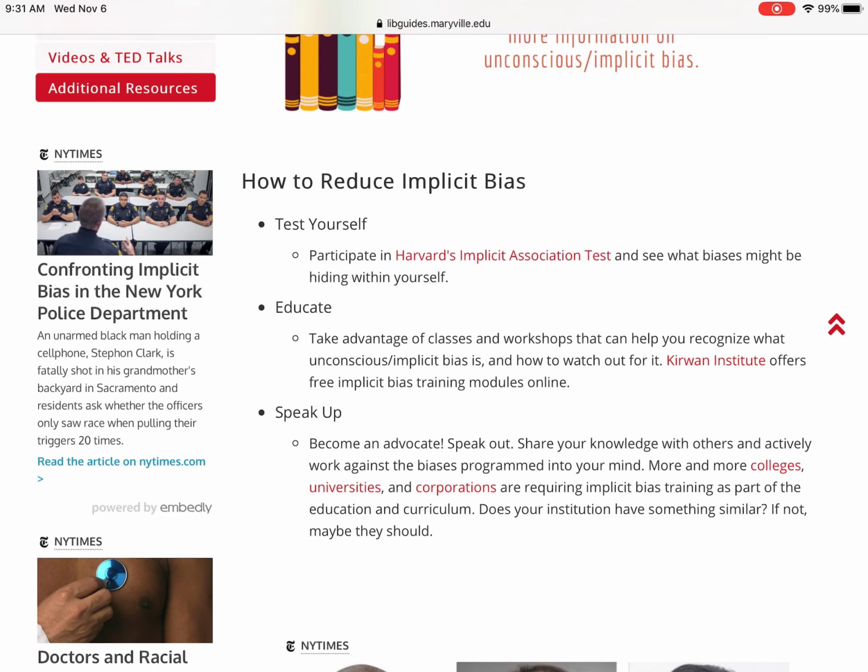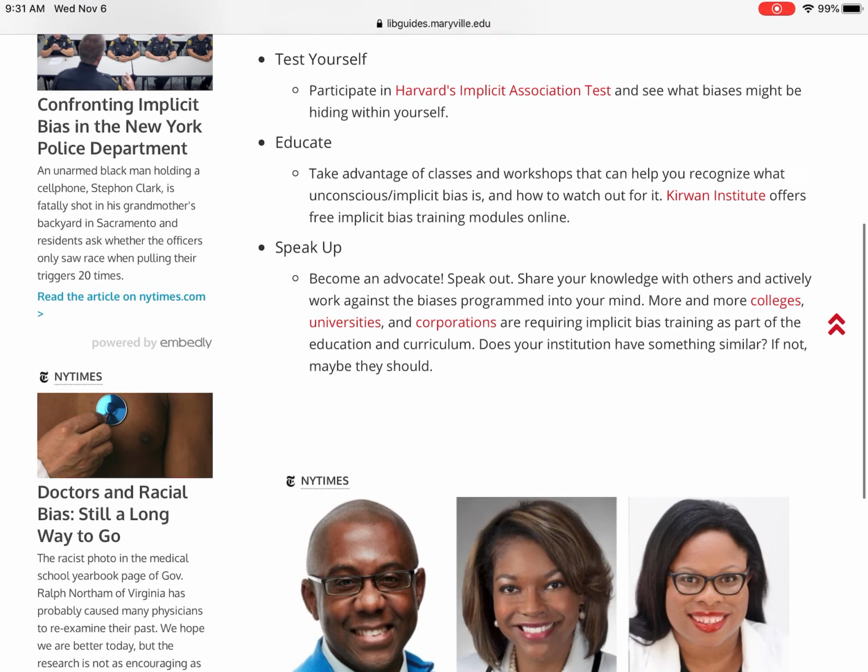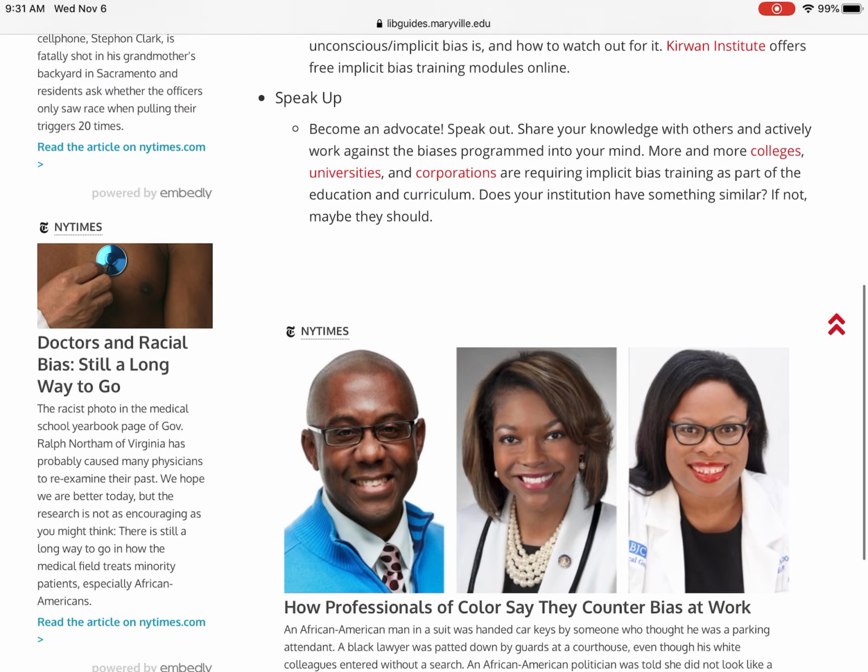But then lastly, another way of reducing this is by speaking up. If you want to, you should be an advocate. You should speak out. There are a lot of colleges and universities, but also corporations and jobs that are now requiring implicit bias training. And if this is something that you're not seeing within your institution or your job, you should talk about it. You should ask about it and say, this is something I think should be required because it's affecting people. It's something that we should identify, and without that training, we can't identify it. So speak up about it and try to see if you can get your job or your school on board with that. And in addition, I've included some other links that are very interesting and helpful from the New York Times.